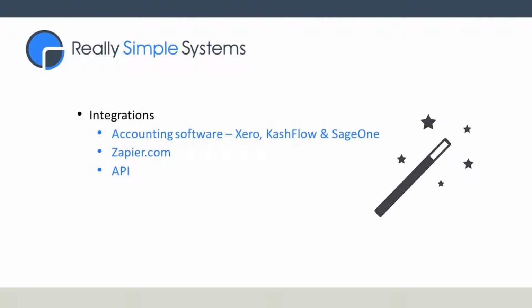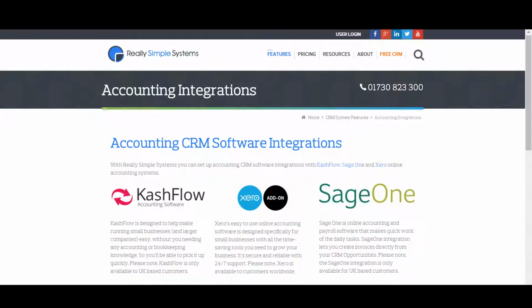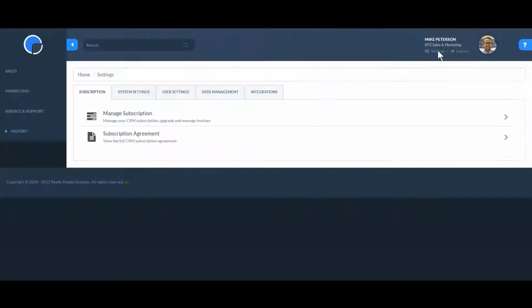Finally, we're going to look at the different integration options available with your CRM. You can integrate your CRM with one of our 3 accounting software programs. That's Xero, Cashflow and Sage 1. Xero is available worldwide and Cashflow and Sage 1 just within the UK. This is a simple process and it means you can synchronize data between your accounting systems and your CRM. And this is available in all our price plans.